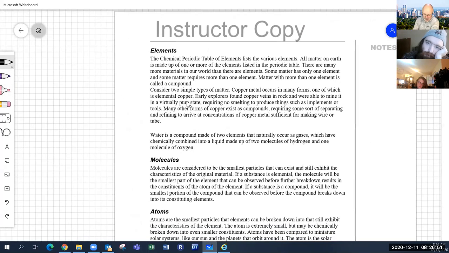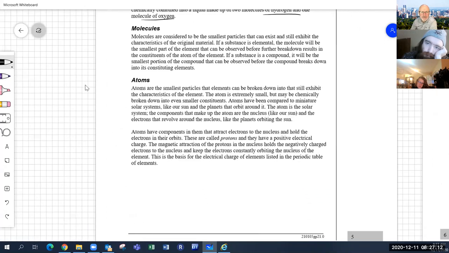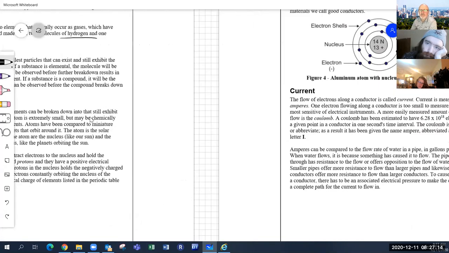Elements. Okay, we talked about elements before. We know what an element is, I think, right? In our previous session, we have a periodic table of elements. I think I even showed you guys one of those. Water is a compound made of elements, right? Hydrogen, oxygen. Molecules, atoms. Okay, that's awesome stuff.